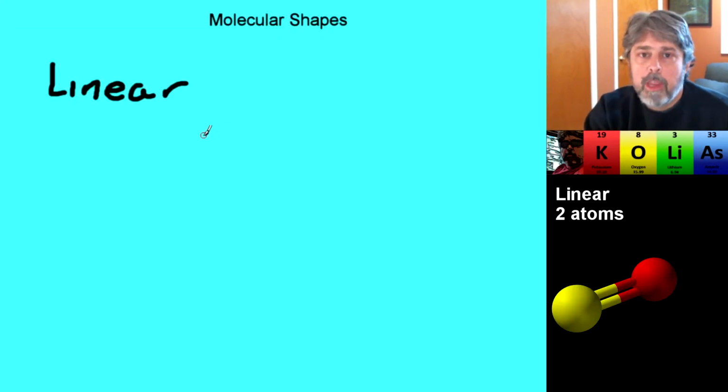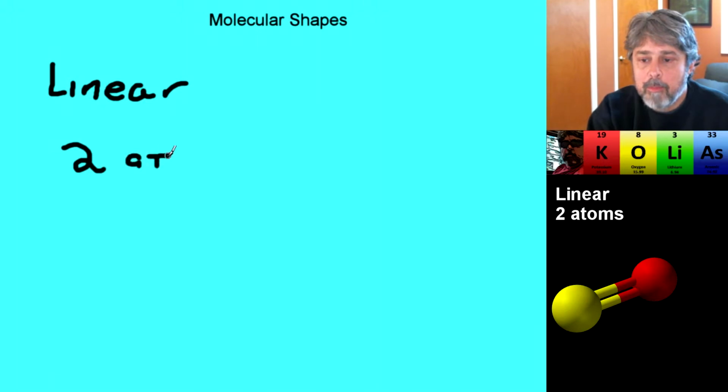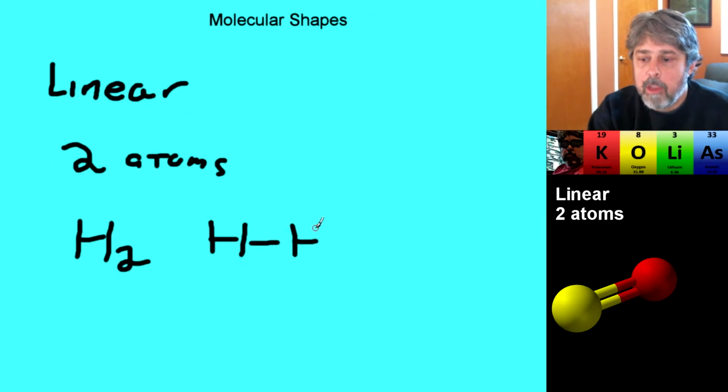All right, so the first shape we'll look at is something called linear. These are going to be in the shape of a straight line. So anytime you have 2 atoms, the shape will always be linear. For example, say you have H2. We're going to do the dot structure for this. Just H's next to each other. We don't need any lone pairs. We have 2 atoms. That's it. That's a linear molecule.